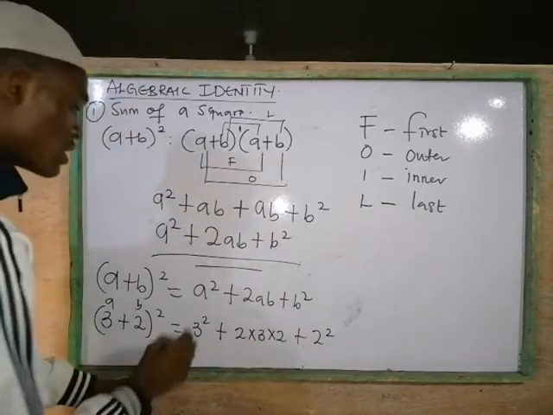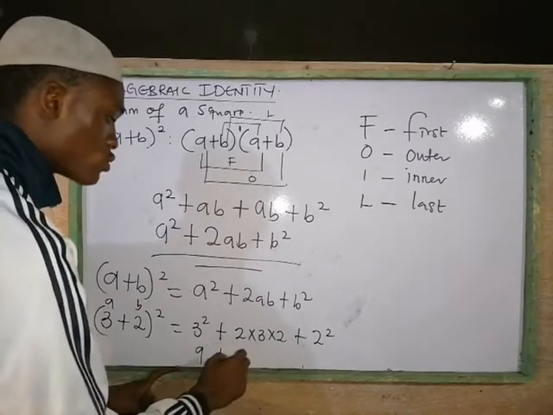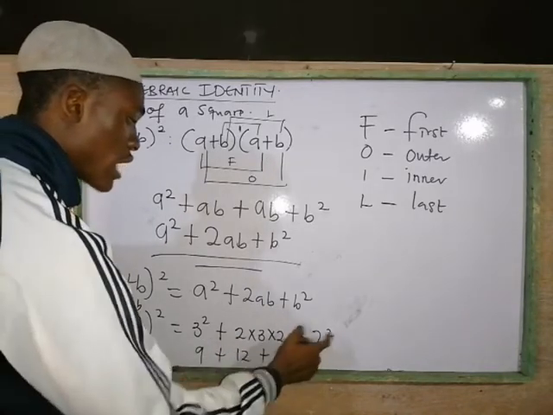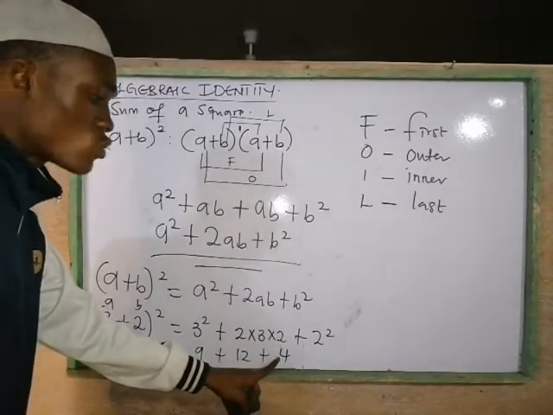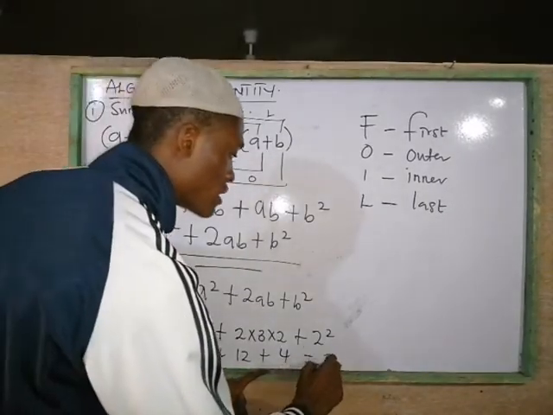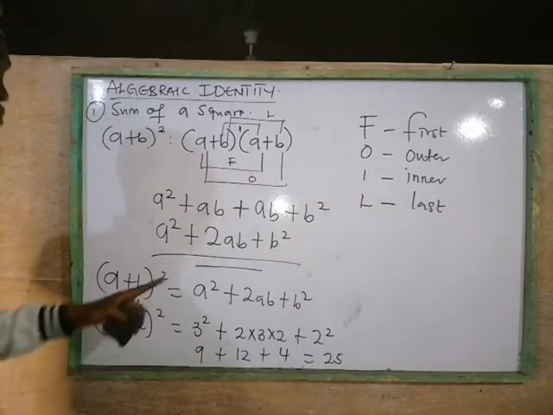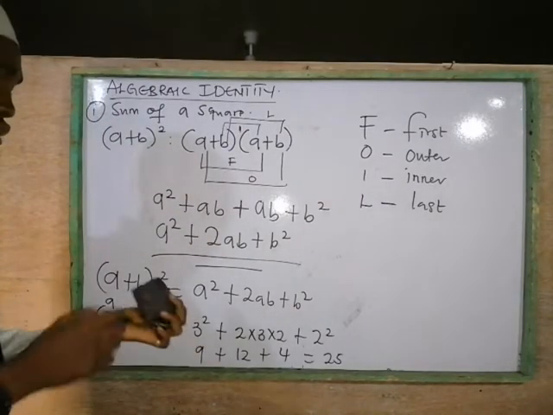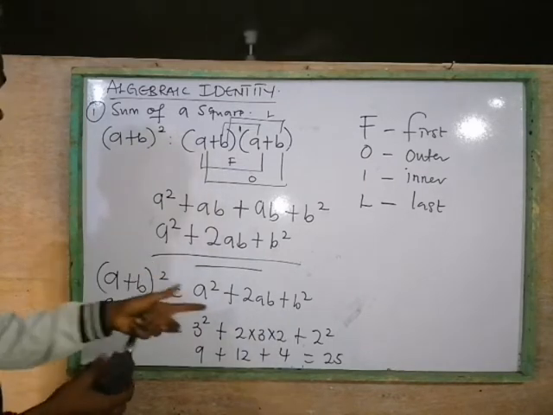So that gives me 9 plus 2 times 3, 6, 6 times 2, 12, plus 2 times 2, 4. 9 plus 12, that is 21. 21 plus 4, that gives 25. Class, even if you do 3 plus 2 to be 5, 5 squared is still 25. So this is just a more convenient way of expressing this.